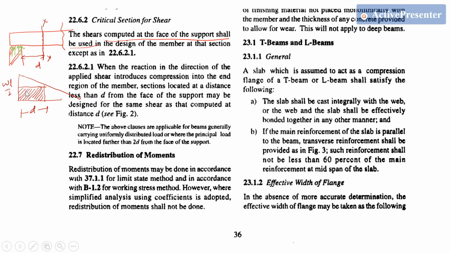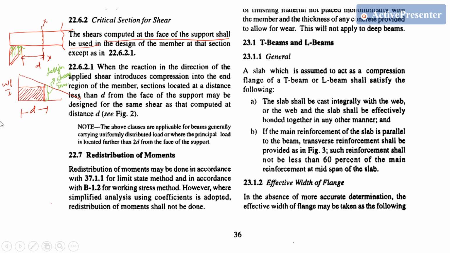I will not consider the shear force as varying, and this value of shear force will be your design shear force value. This value of shear force will be the design shear force value.